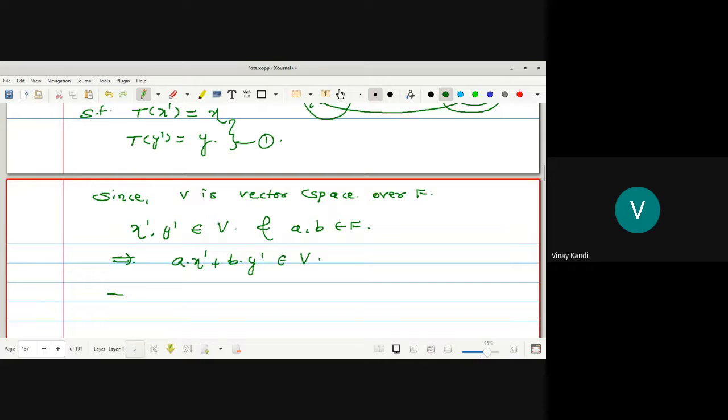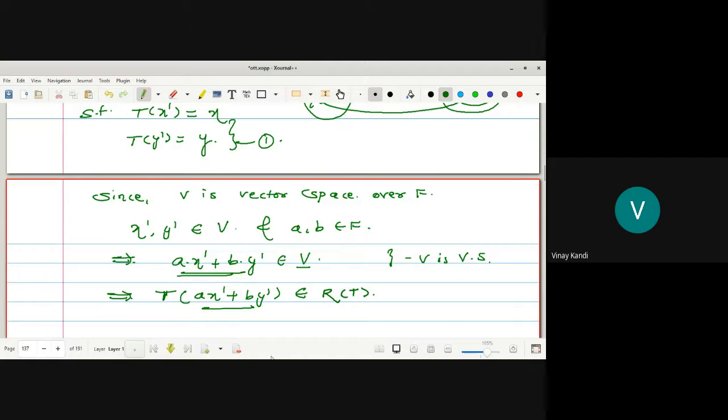This is an element belonging to V. Why? Since V is a vector space, by the definition of vector space, ax dash plus by dash belongs to V. Now apply T on this element ax dash plus by dash. Then this element belongs to the range space of T.